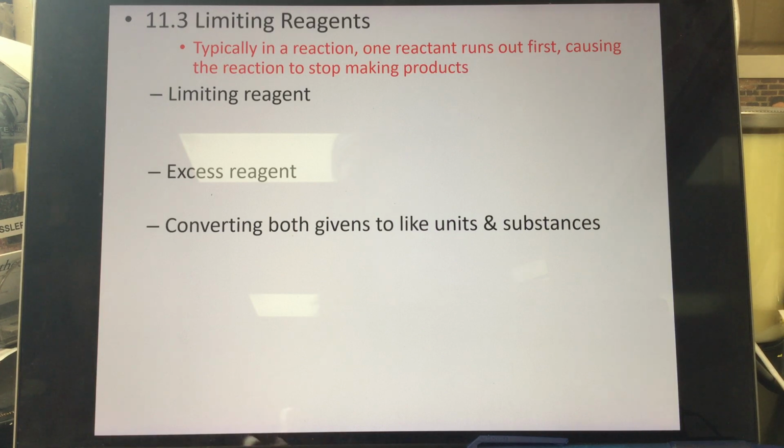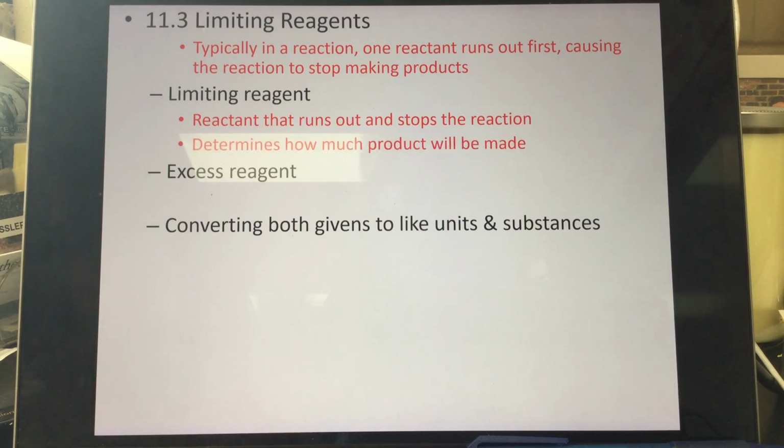So the reactant that runs out first is referred to as the limiting reagent or limiting reactant. I think the book uses reactant. Either one is fine. But that's the reactant that runs out before the other reactant. And again, like I said earlier, as soon as one reactant is all used up, we can't make any more products. So the reaction then stops. So it limits how much product we make, and that's why it's called the limiting reagent or limiting reactant. And so that's the chemical that is used to determine how much product will be made.